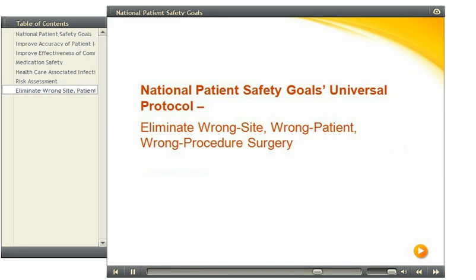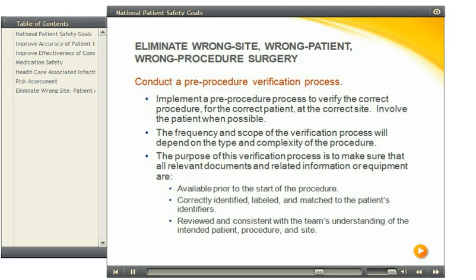National Patient Safety Goals Universal Protocol. Eliminate wrong site, wrong patient, wrong procedure surgery. Conduct a pre-procedure verification process. Implement a pre-procedure process to verify the correct procedure for the correct patient at the correct site. Involve the patient when possible.